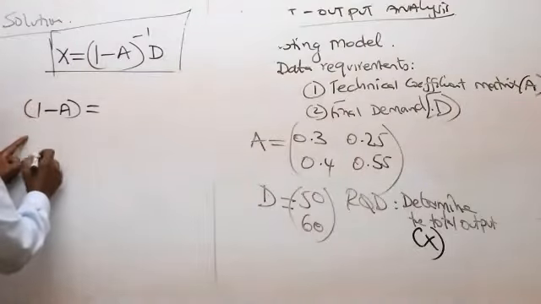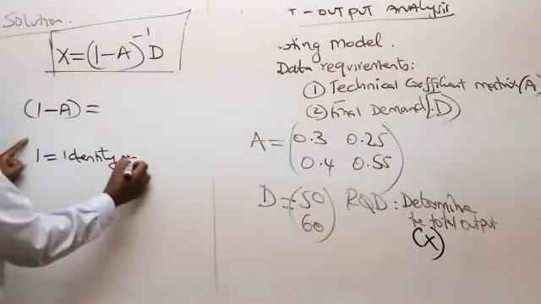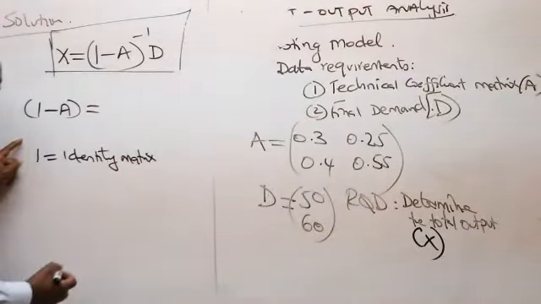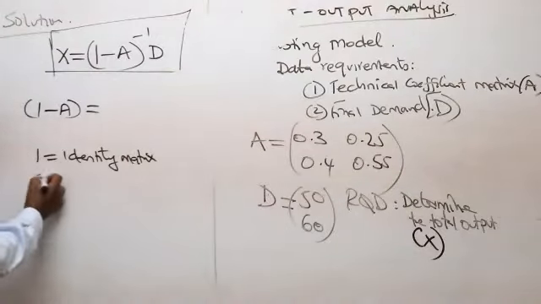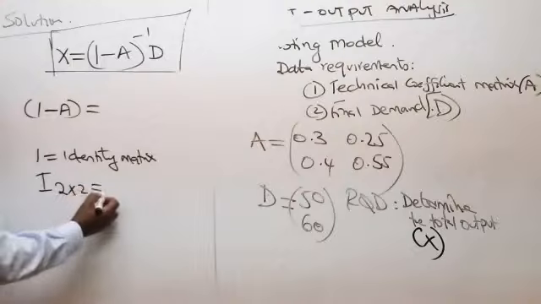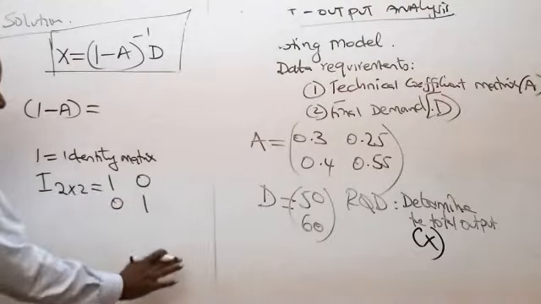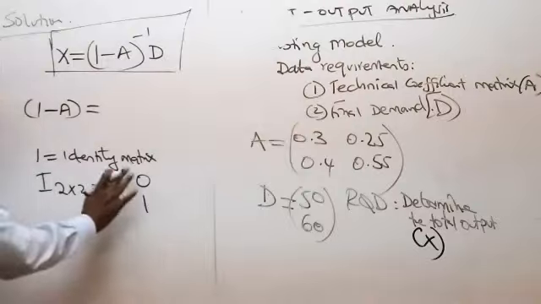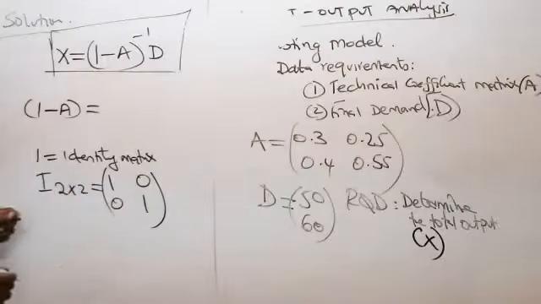This is not one. This is called an identity matrix. And remember, if you can recall, for a 2 by 2 identity, we have 1, 0, 0, 1. You cram it that way. So the diagonal is 1, 1, and every other thing becomes 0, 0. This is the identity 2 by 2.